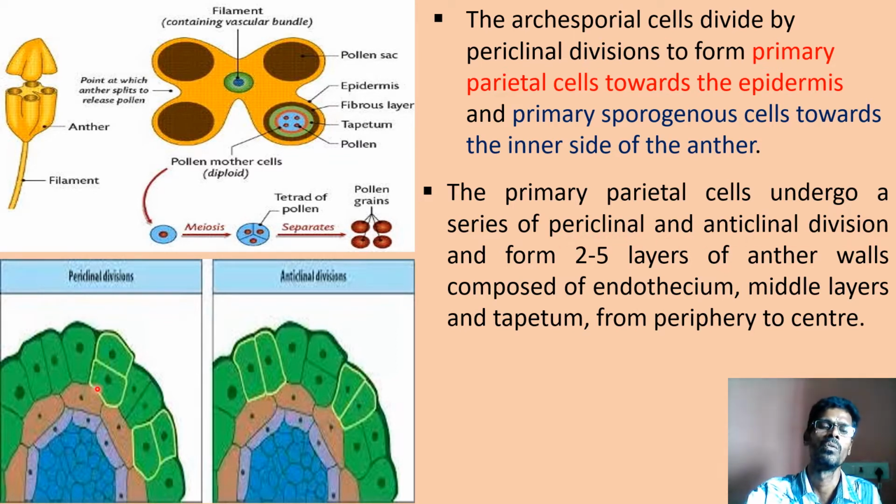Periclinal in the sense that the cells develop parallel to each other. In this manner, parallel to each other, the division is called periclinal in nature. Whereas in anticlinal division, the cells multiply or divide perpendicular to each other; in such a manner, this type of division is called anticlinal division. Thereby it forms 2 to 5 layers of anther walls composed of endothecium, middle layers and tapetum from periphery to center. So from the peripheral layer to center, they are the endothecium, middle layers and tapetum.